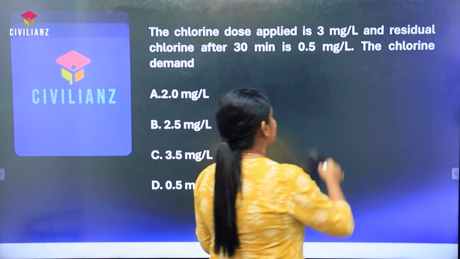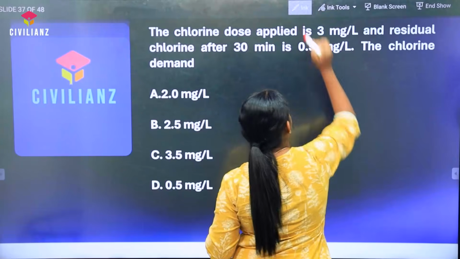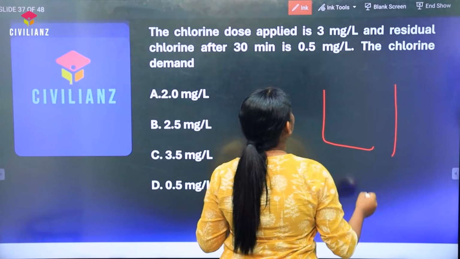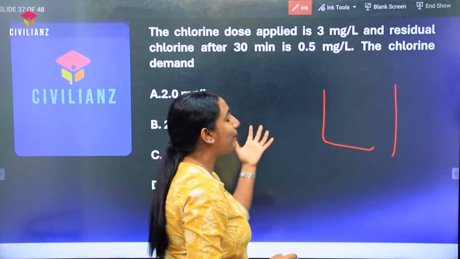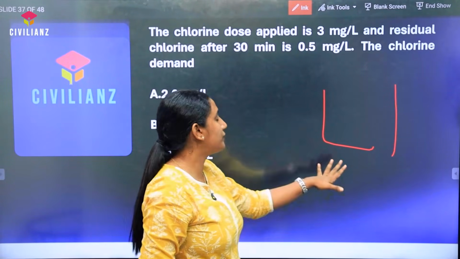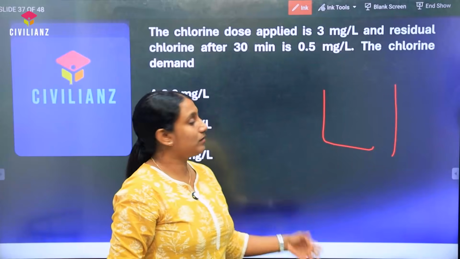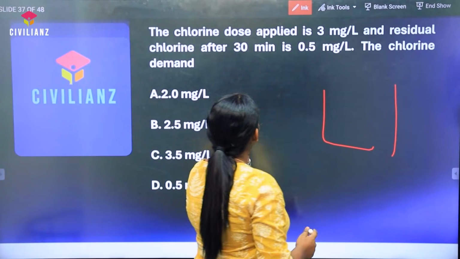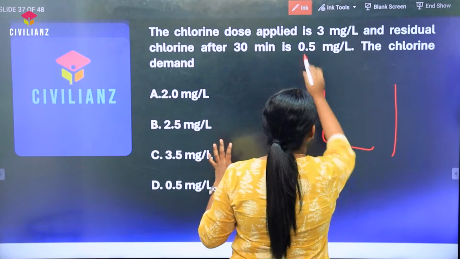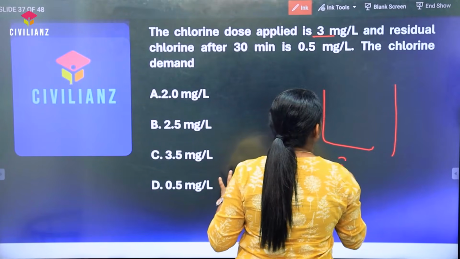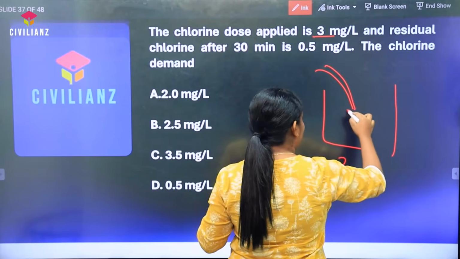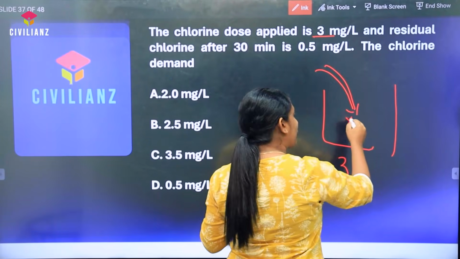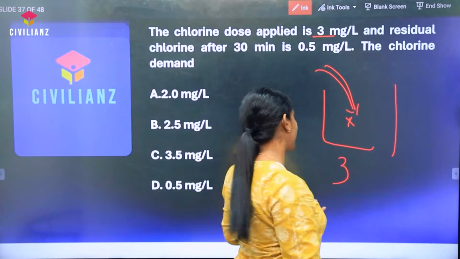Chlorine dosage. This is a water sample. In this water, we have to apply the disinfection process, so we have to apply chlorine. The total dosage is already given as 3. So chlorine is already applied, but we don't know what amount of chlorine was applied. X amount of chlorine applied.